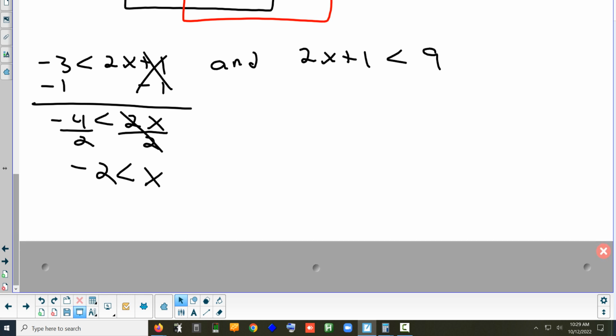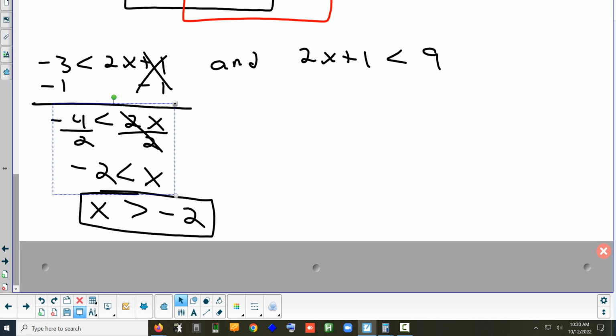Or if I want to fix it so that it's in the order we like, variable on the left, number on the right. In which way should it be pointed? Remember, we're just fixing it so that it's letter, symbol, number. Yeah? We still want it to be pointing at the -2. Okay, we did not flip it because we divided by a negative. We just flipped it to put it in the right order we like to see it. Not that the one above was wrong. It's just not normally how we write.